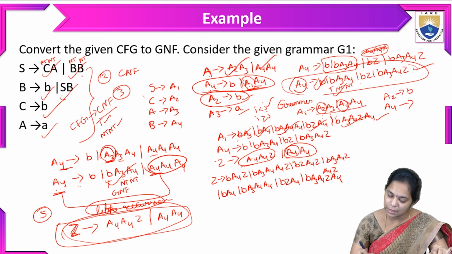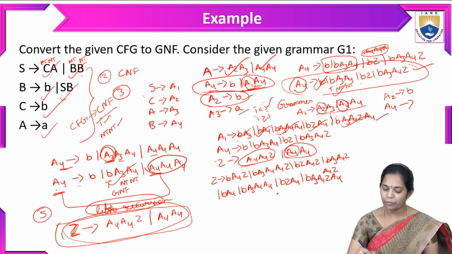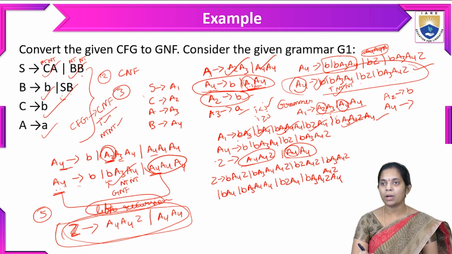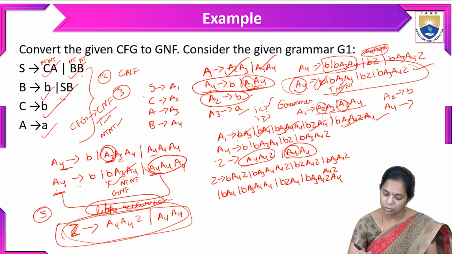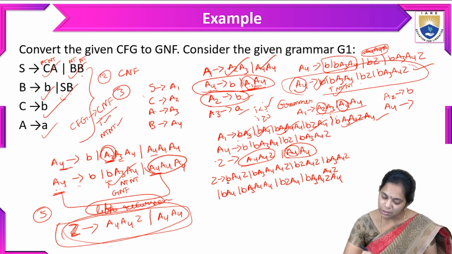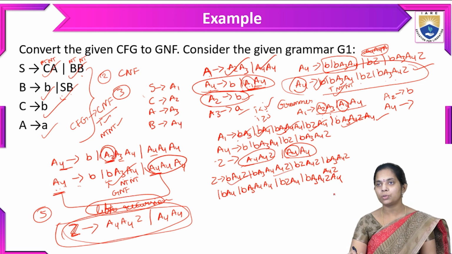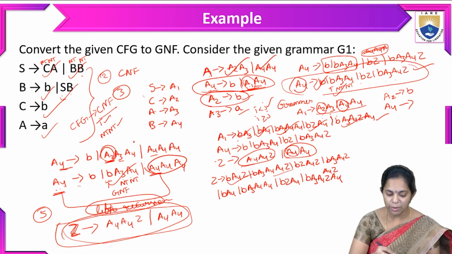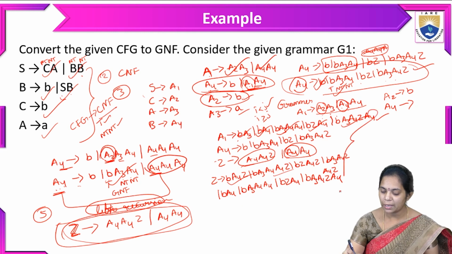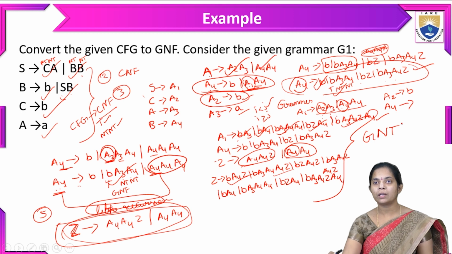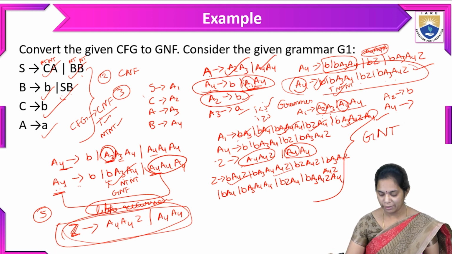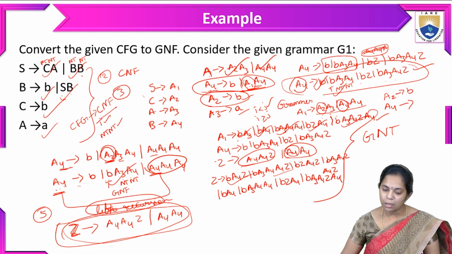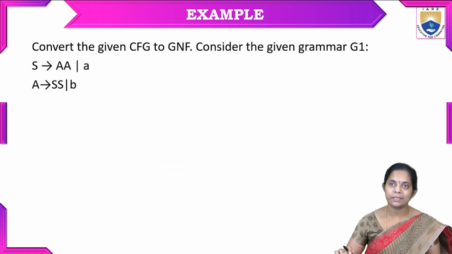So finally this is the condition. We will check whether this entire grammar satisfies the Greibach normal form conditions or not. So all terminals are followed by non-terminals, so this entire grammar is converted to Greibach normal form. So this is how we convert a context-free grammar to a Greibach normal form, and we will discuss the conversion of another example.